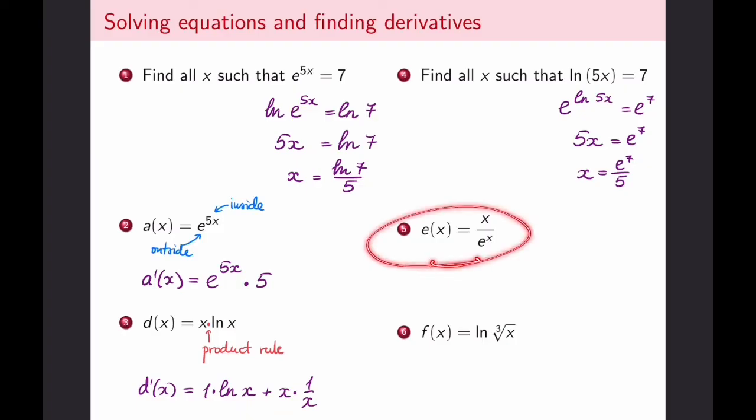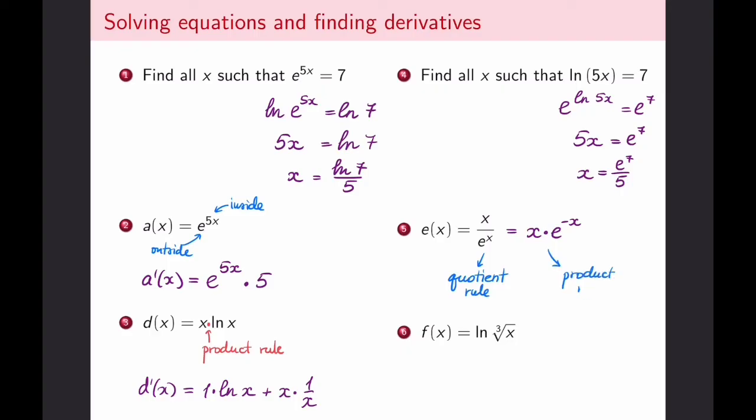Let's take a look at this guy right here. So I can see that there is a ratio involved, which means that I will likely have to apply the quotient rule, or if I so choose, I can rewrite this as x times e to power negative x, therefore turning my quotient into a product, and then I can apply the product rule. I'm going to leave this one to you to finish. So if you choose to take the derivative as is, you'll have to apply the quotient rule. And if you choose to simplify in this way, then you can apply the product rule. Either of these rules will work in this case.